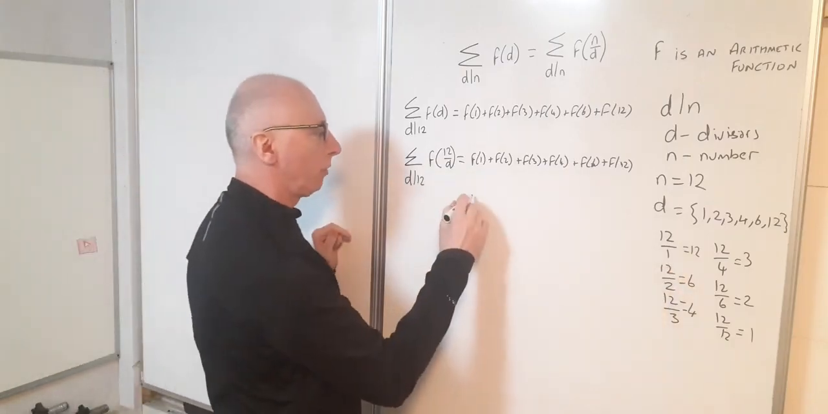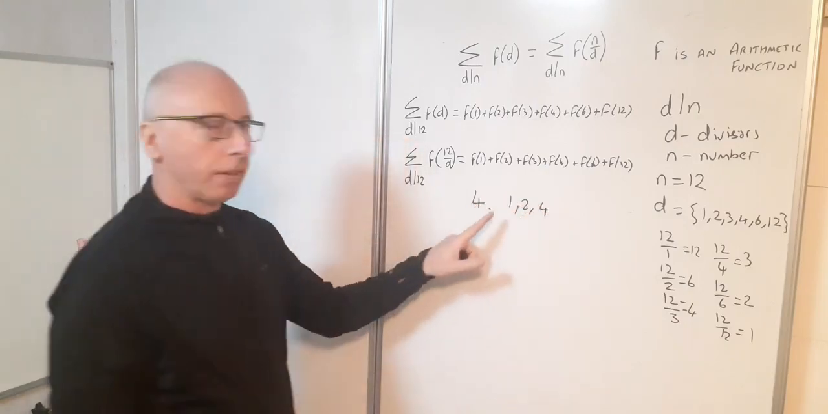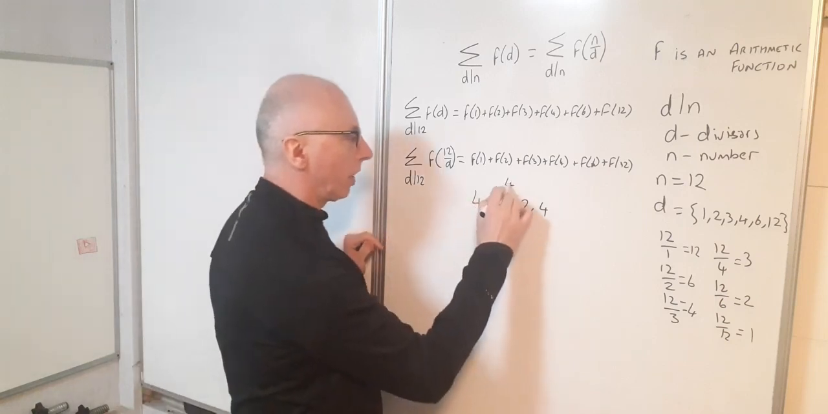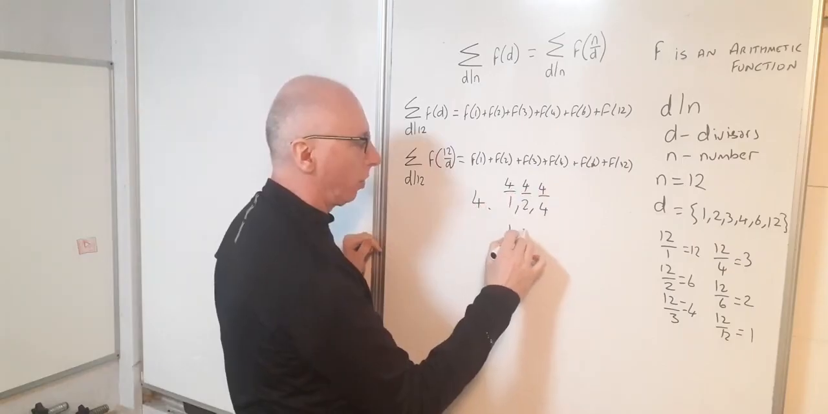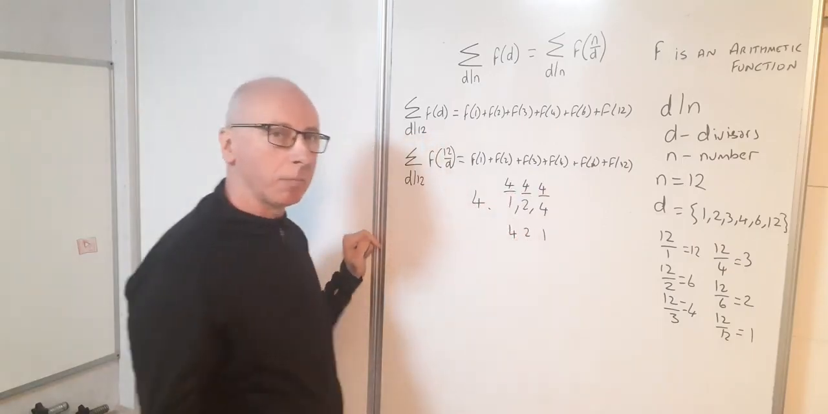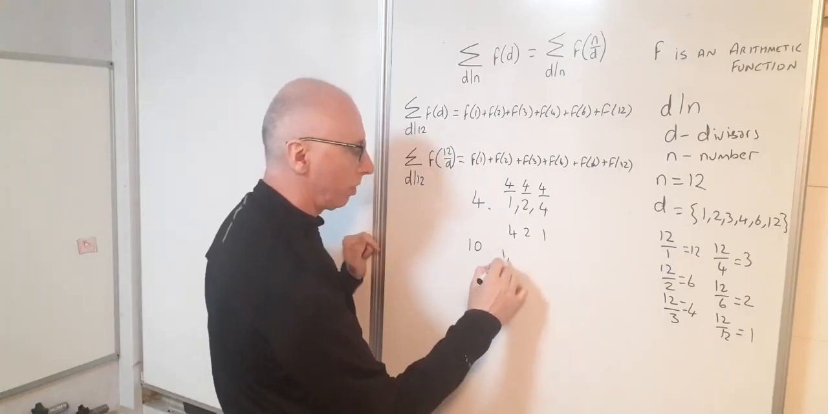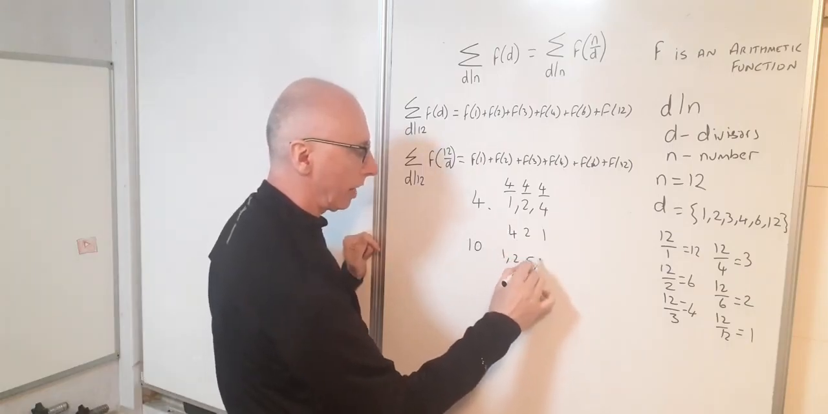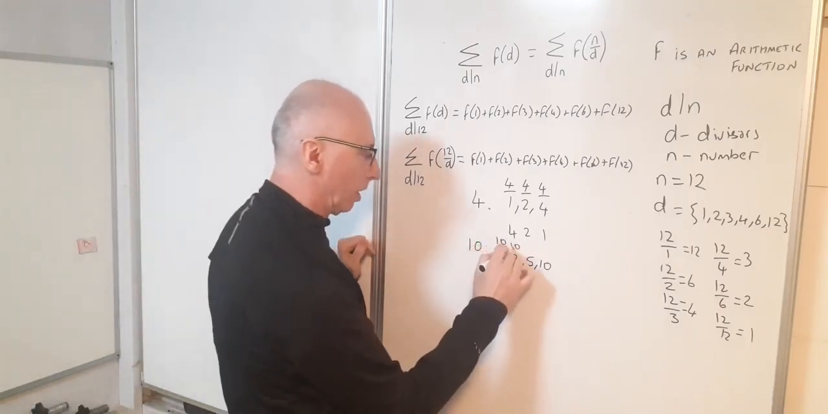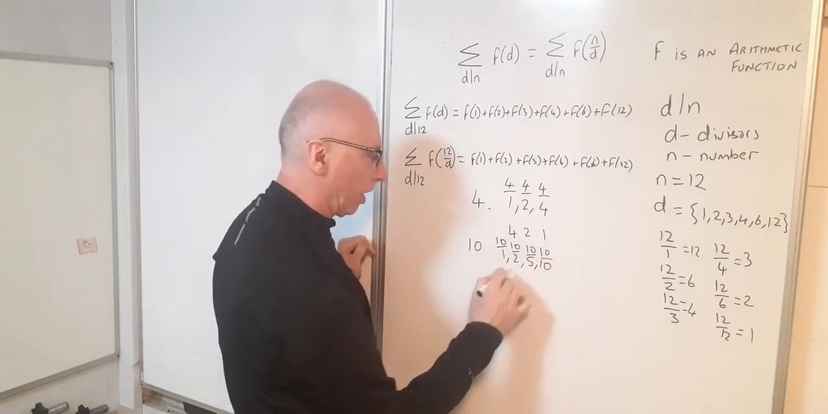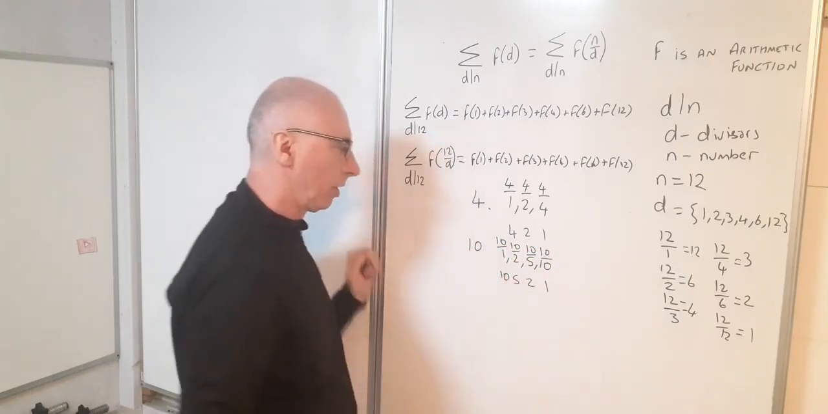So if I just pick the number 4, its divisors are 1, 2, and 4. Then 4 divided by each of those. If I just do that, then I get 4, 2, and 1. Same if I choose 10. So if I choose 10, my divisors are 1, 2, 5, and 10. And again, divide 10 by each one. So just keep going along the line like that. I get 10, 5, 2, and 1, and so on.